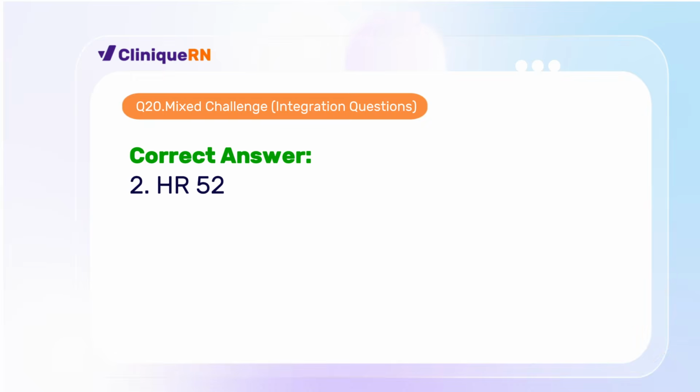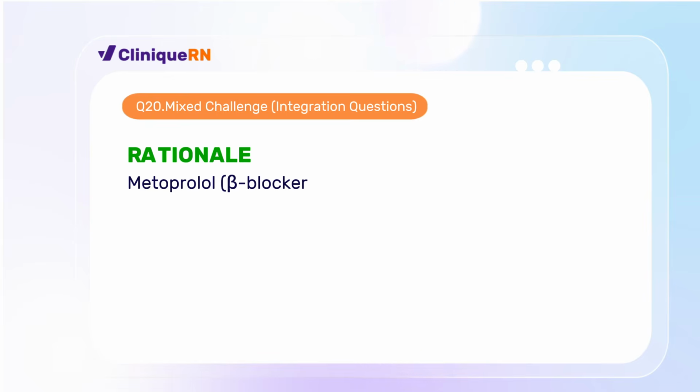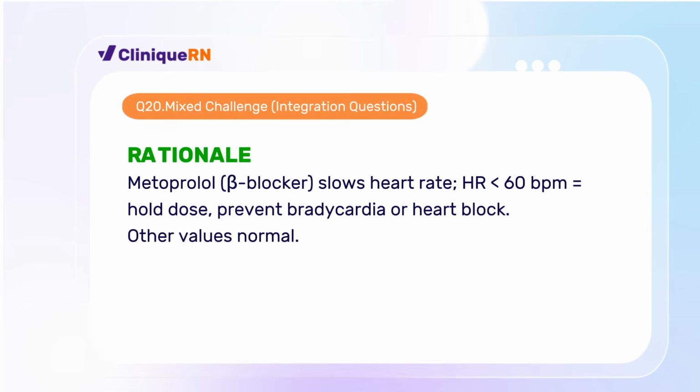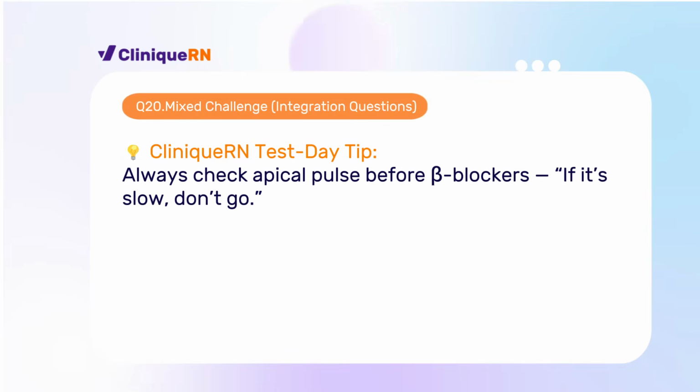The correct answer is 2. HR 52. Rationale: Metoprolol, a beta blocker, slows heart rate. HR less than 60 beats per minute means hold dose, to prevent bradycardia or heart block. Other values are normal. CliniqueRN test day tip: Always check apical pulse before beta blockers. If it's slow, don't go.